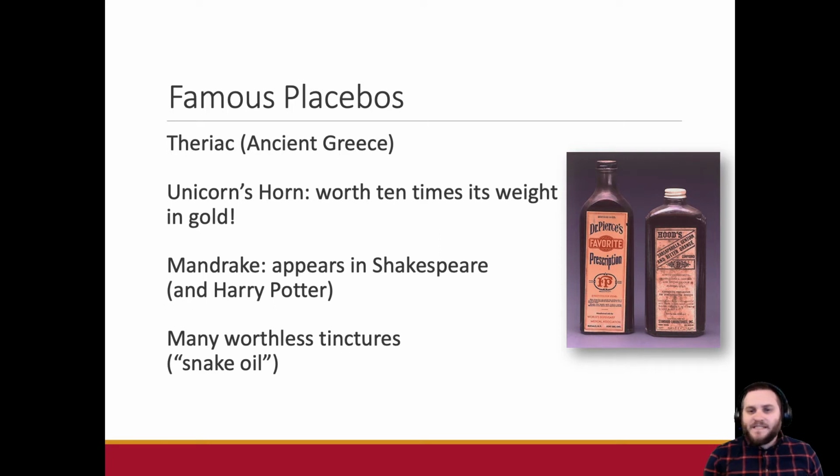Some famous placebos that have existed in history. Teriac. Teriac was a concoction formulated by the Greeks in the 1st century AD. And it made its way all the way to China following the Silk Route, which is pretty cool. It was sort of an elixir, a panacea, if you will. If you're not familiar, panaceas are cure-alls. Okay.